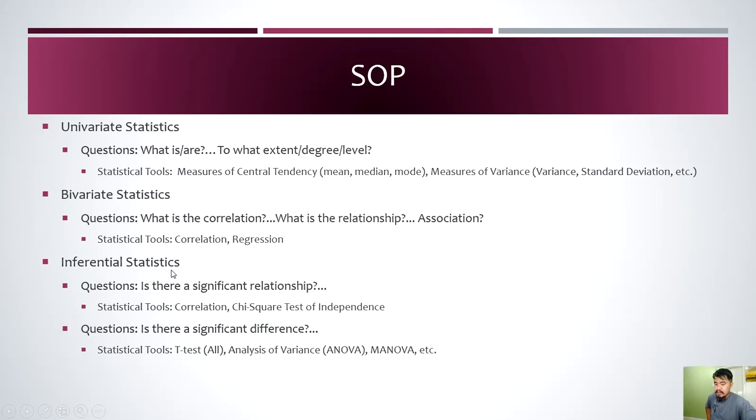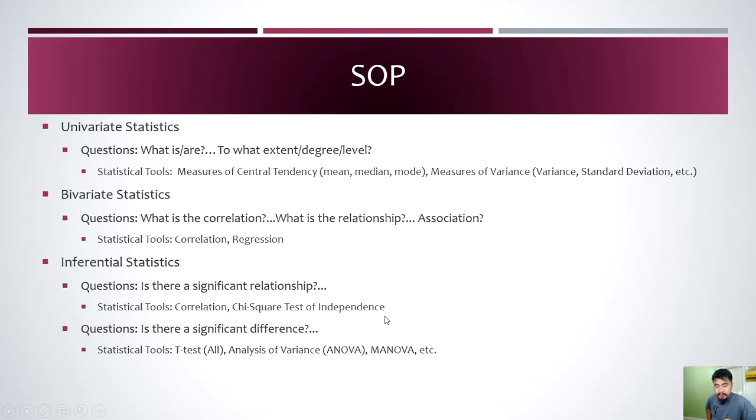Now, this is my dilemma when it comes to online teaching. It's very hard to teach this, because inferential statistics basically connotes our hypothesis testing. Here you remember the null hypothesis and the alternative hypothesis. When we craft our hypothesis, it is dichotomous: there is a relationship, there is no relationship. May I insert significant relationship? So the question would now be, is there a significant relationship? This is where correlation and the chi-square test of independence come in.